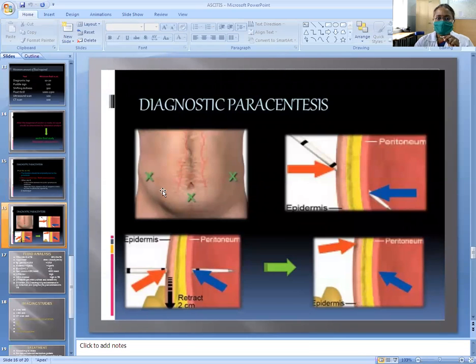These are the three sides: right side, left side, center. But the most common site is this. Right side is the most common side. Draw a line from the umbilicus to the anterior superior iliac spine, and the midpoint of that line is the most common site to remove the fluid for diagnostic purpose, as well as for therapeutic purpose.